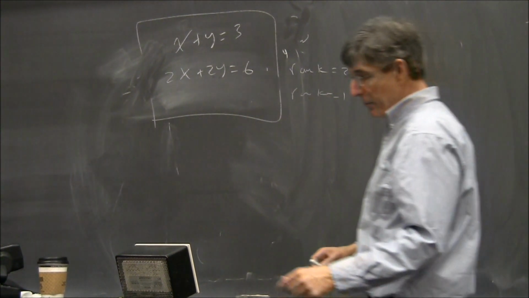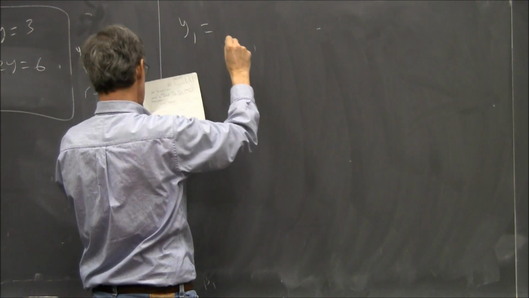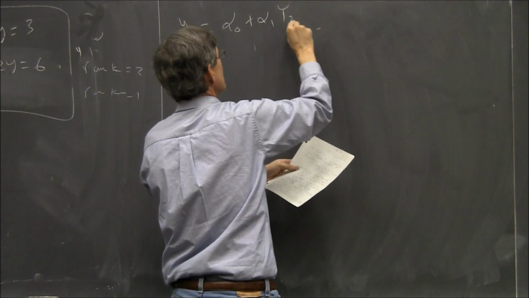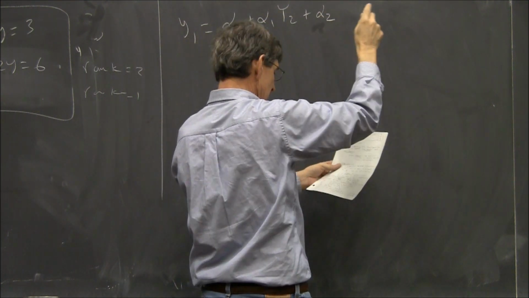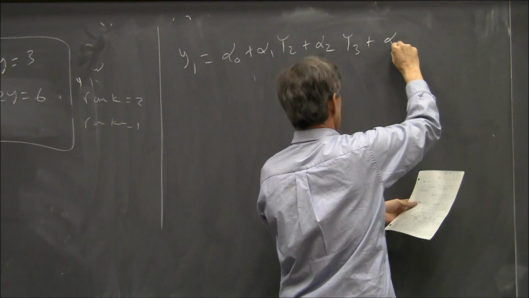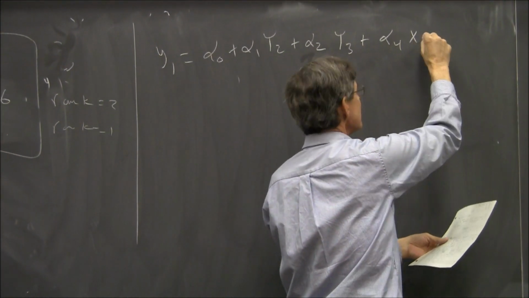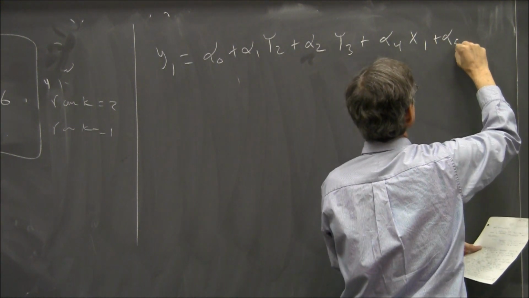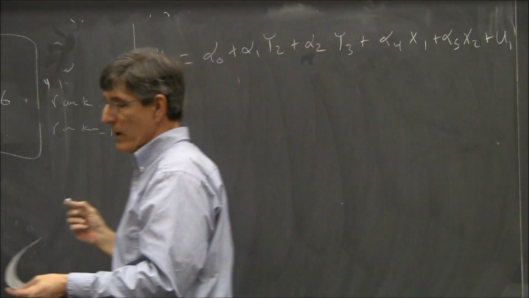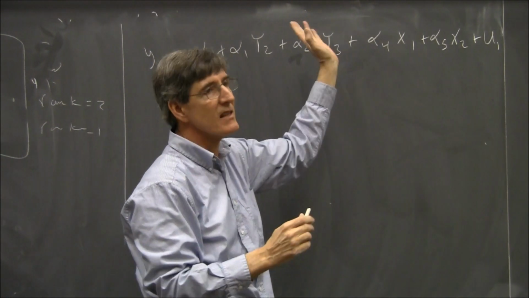All right, here's an example. Easy, I think. y1 equals, so this is a system of structural equations. X's are exogenous, Y's are endogenous. So that's the first equation of our system. Maybe this is income, consumption, interest rates, things like that. Whatever.